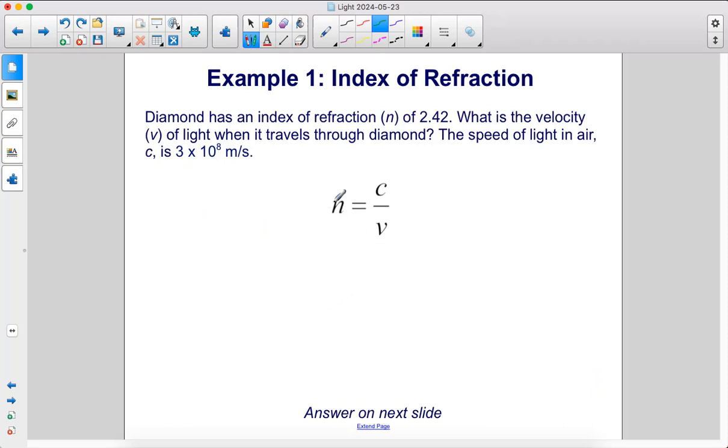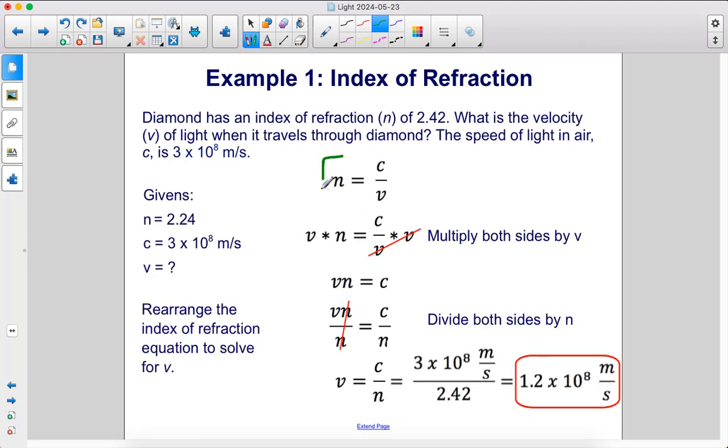Diamond has an index of refraction, n, of 2.42. What is the velocity of light when it travels through diamond? The speed of light in air, or you could think of this as a vacuum, is 3 times 10 to the 8th meters per second. All right, so we have our equation for the index of refraction. But we're not solving for the index of refraction, we're solving for v, the velocity of the light in the diamond. So we need to solve this equation for v using algebra.